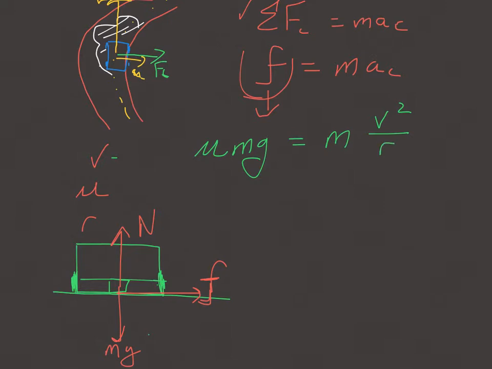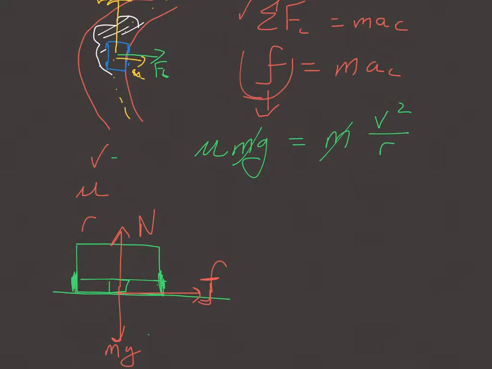Now you should be familiar with this from last year. The mass cancels out, so it doesn't matter if it's a car, a truck, or a motorcycle going around this curve. It only depends on how sharp the curve is and the coefficient of friction.